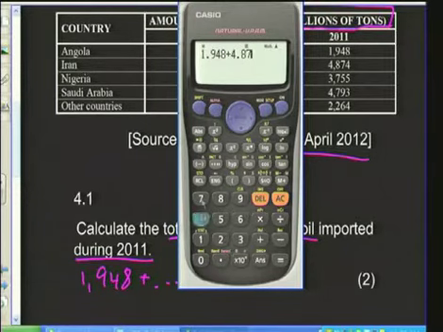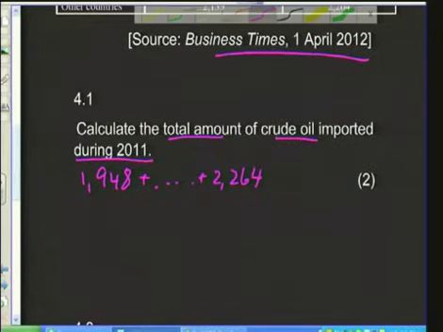It's 1,948 plus 4,874. Just double check as you're typing your numbers that you're typing them correctly. Plus 3,755 plus 4,793, 793, see why it's important that you check, plus 2,264. And get an answer of 17,634.